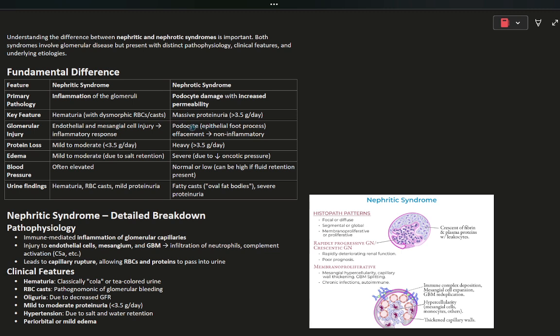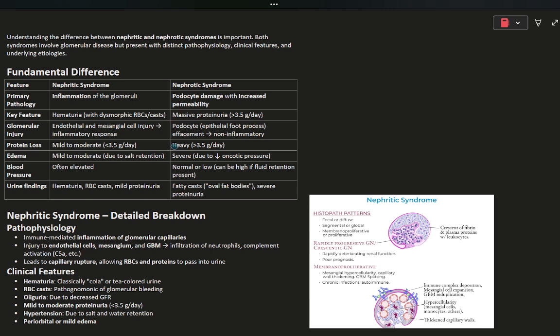The glomerular injury involved is the podocyte that is injured, and specifically there can be podocyte effacement. Overall, the key distinction between nephrotic syndrome and nephritic syndrome in terms of glomerular injury is that the type of injury in nephrotic syndrome is non-inflammatory, while for nephritic syndrome, the injury is going to trigger an inflammatory response.